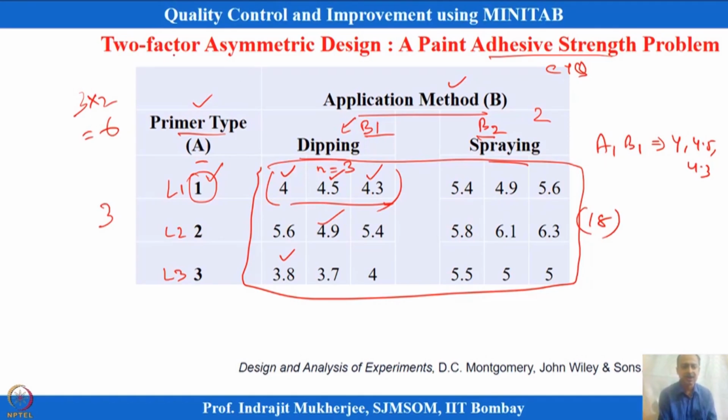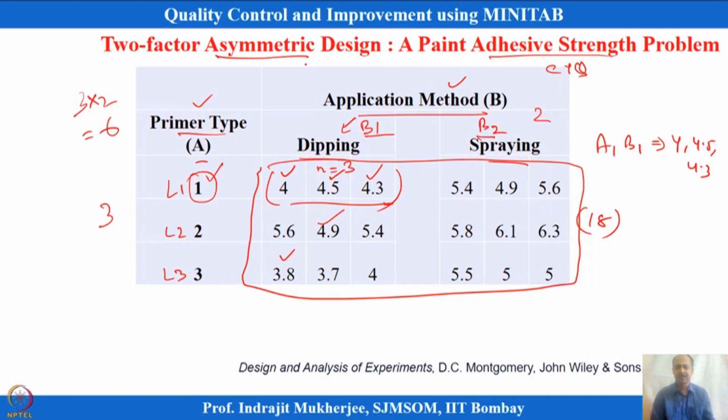So, this is known as an asymmetric design, because one factor is at 3 levels and one is at 2 levels. When the levels are equal, it becomes a symmetric design. Here what we are doing is taking all possible combinations of different levels of A and different levels of B.